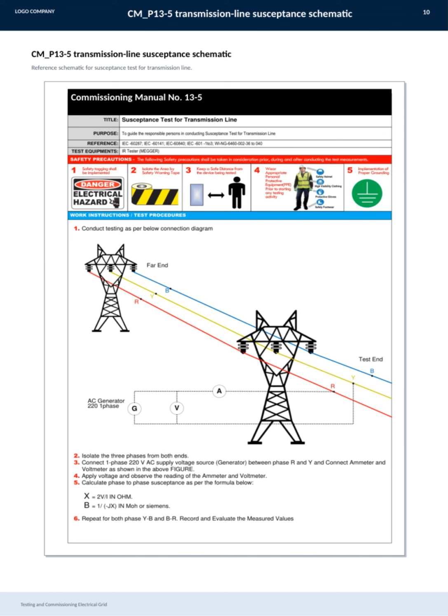This schematic is part of the commissioning manual number 13-5, guiding us through the proper procedures during the testing and commissioning of the electrical grid. The key point here is understanding how this schematic helps ensure accurate measurement and verification of the transmission line's susceptance, which is essential for maintaining grid stability and performance.